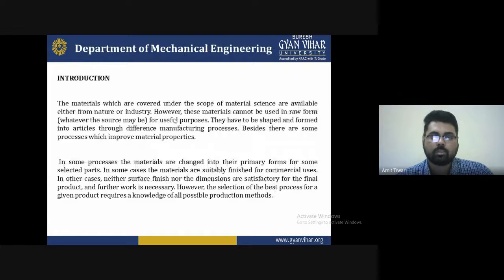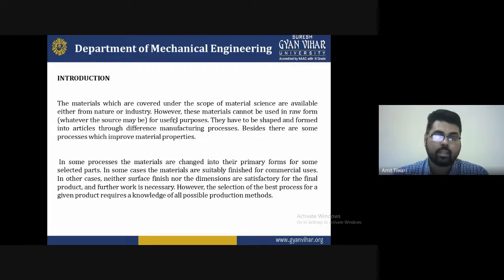In the introduction to metal forming, we know that the materials covered under the scope of material science are available from nature or industry. However, these materials cannot be used in the raw form for use purposes. During the machining process, the metal is removed in the form of chips, and these chips are just part of the wastage of material, which is not reused by any industry.